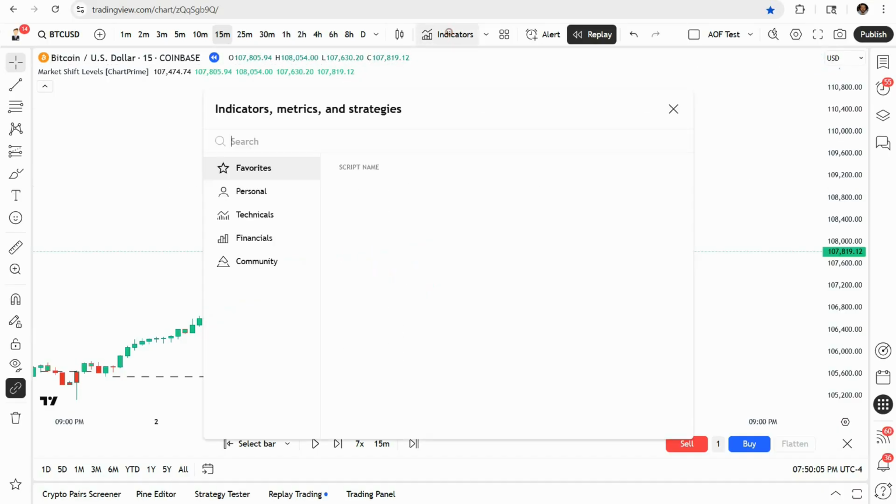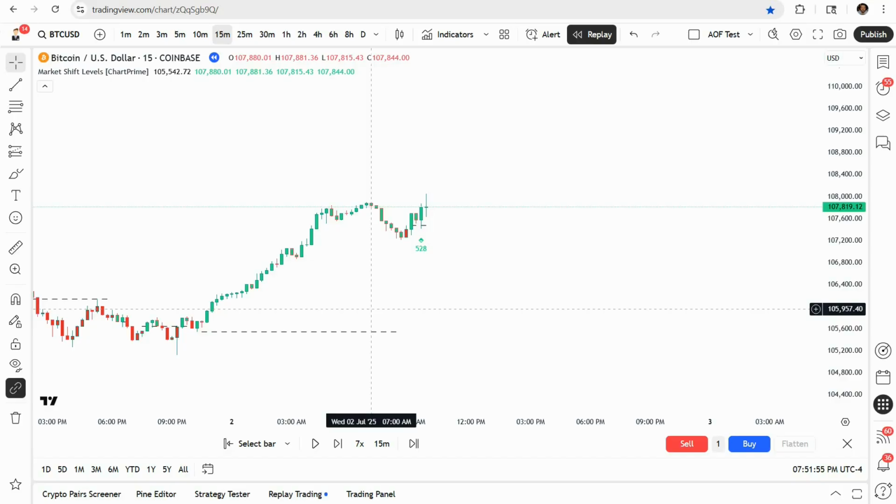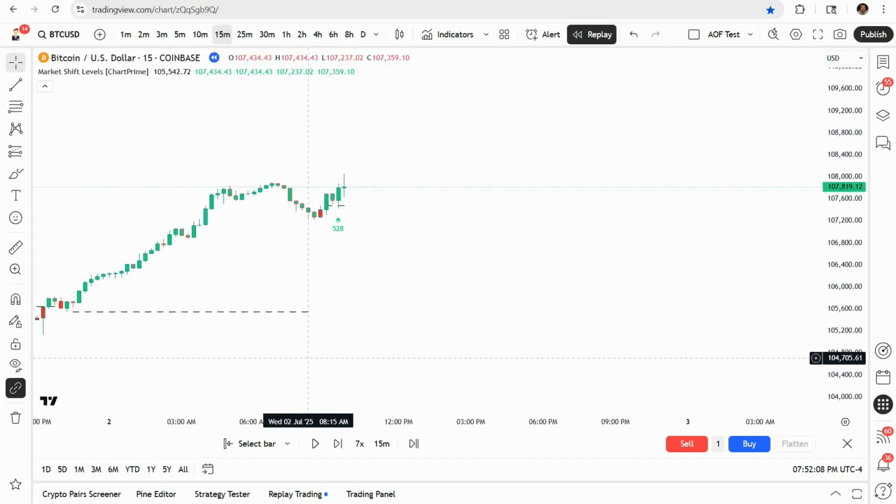The indicator that we have on screen is called the Market Shift Levels indicator, and it's going to be this one right here. Go ahead and click on that and add it to the screen. And so as the indicator's name implies, the indicator basically shows when there is a market structure shift, and it will show those market structure shifts by these dashed lines.